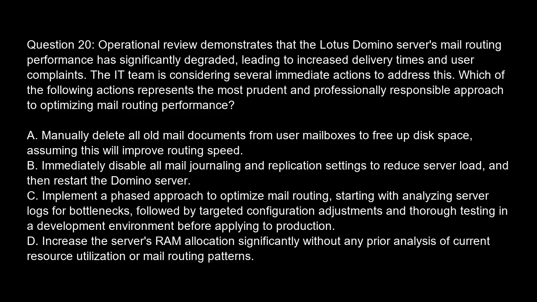Option A. Manually delete all old mail documents from user mailboxes to free up disk space, assuming this will improve routing speed. Option B. Immediately disable all mail journaling and replication settings to reduce server load, and then restart the Domino server. Option C. Implement a phased approach to optimize mail routing, starting with analyzing server logs for bottlenecks, followed by targeted configuration adjustments and thorough testing in a development environment before applying to production. Option D. Increase the server's RAM allocation significantly without any prior analysis of current resource utilization or mail routing patterns.